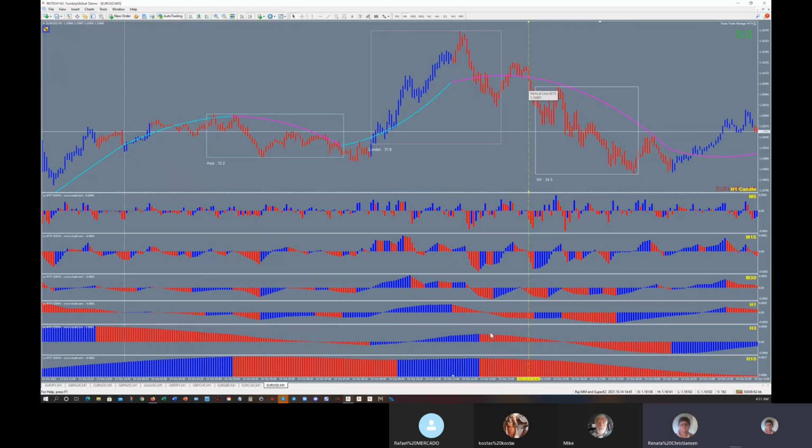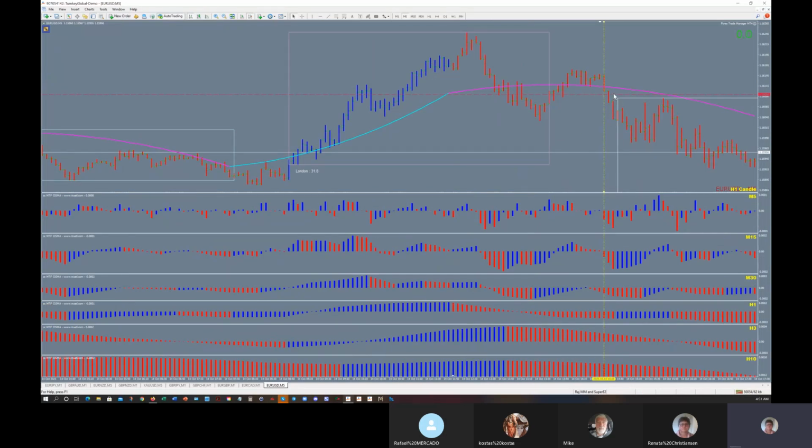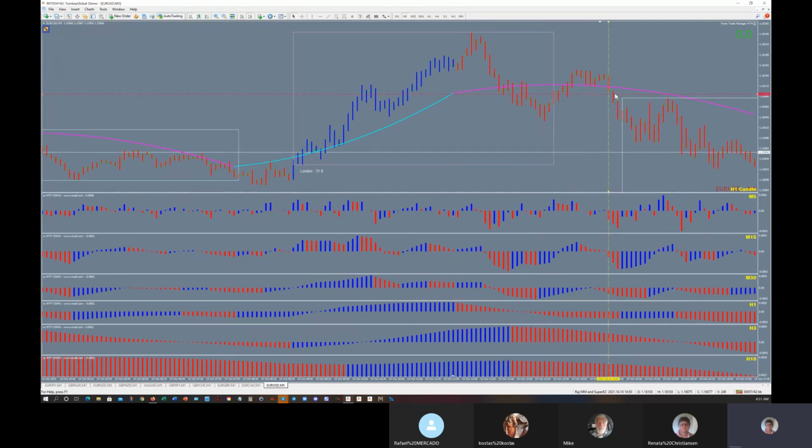Okay. Mm-hmm. It's probably flip-flopping between blue and red. So let me make sure I get the right. And here's the stop. It can be here or you can space it. You can put it up here. So 6 pip stop loss.